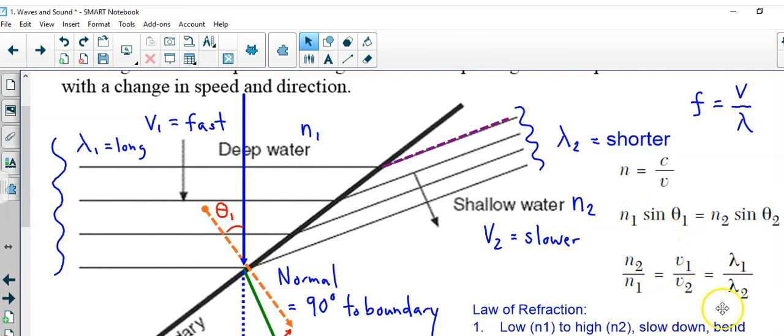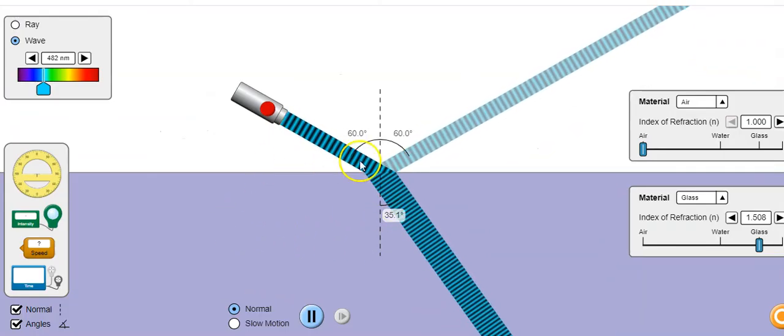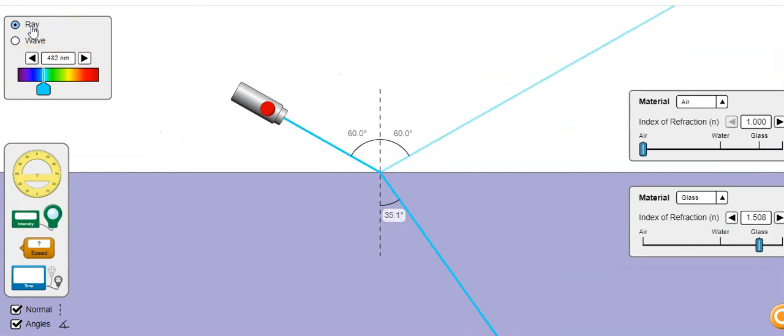And here it is. This is very important. The speed in the first material compared to the speed in the second material is equal to the wavelength in the first material in proportion to the wavelength in the second material. That's really the main point that we want to drive home today with water waves. When we get to refraction of light, we will revisit the same diagram. We'll change the PhET from waves to a ray, and we'll discuss that on another lesson.